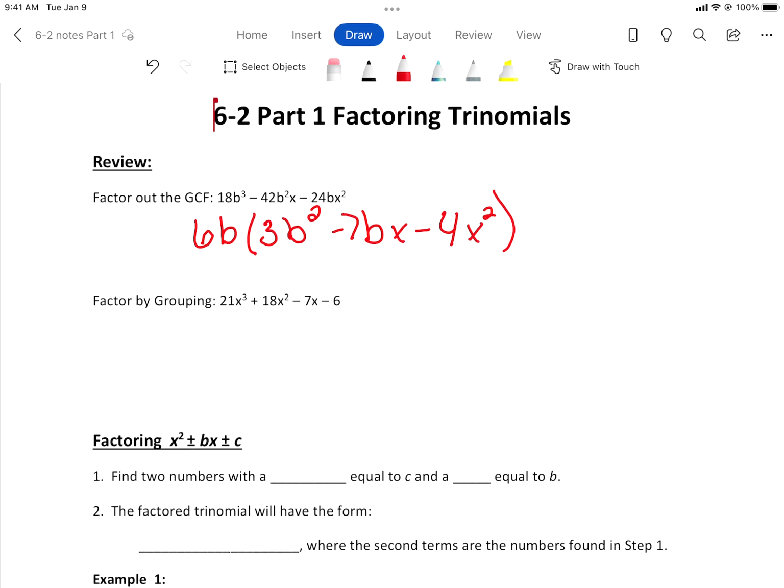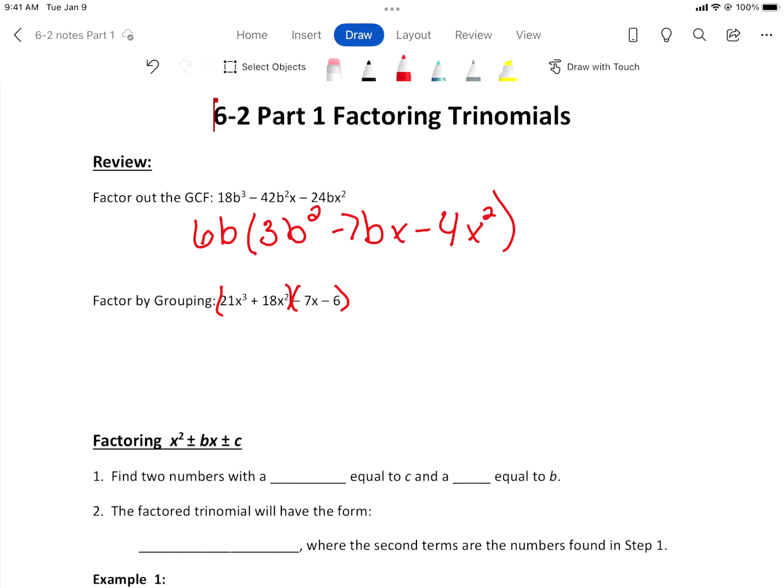Down on the second one, you first look for a greatest common factor if they have one. They don't have one in this case, so we're just going to factor by grouping, remember? So group the first 2 and the last 2. What does our first group have in common? 3.